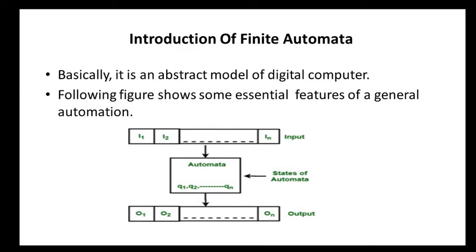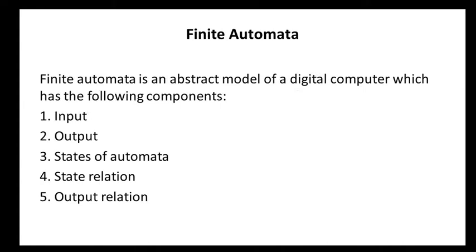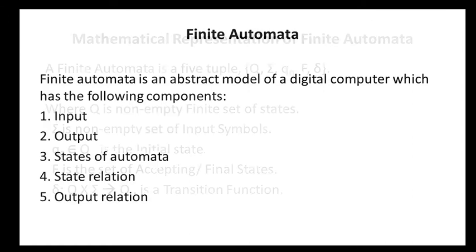Introduction to finite automata. Basically, it is an abstract model of the digital computer. This diagram shows an essential feature of the general automata, in which we have a set of inputs, a set of states and a set of outputs. The finite automata is an abstract model of a digital computer which has the following components: input, output, states of automata, state relation, output relation.